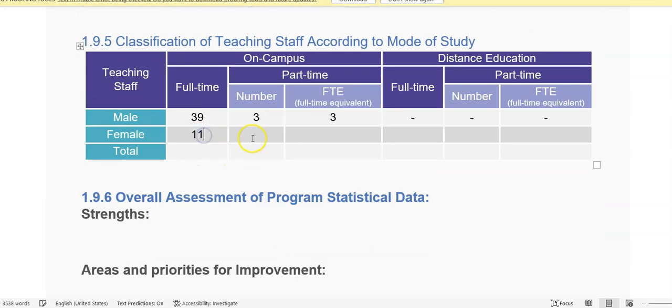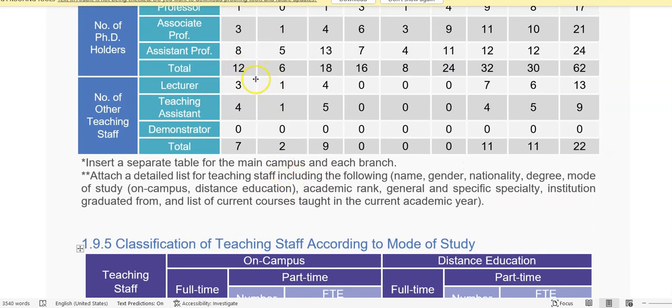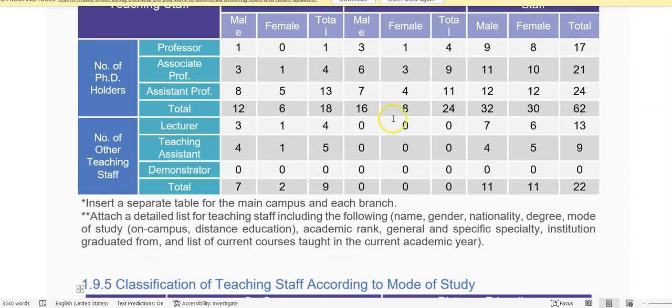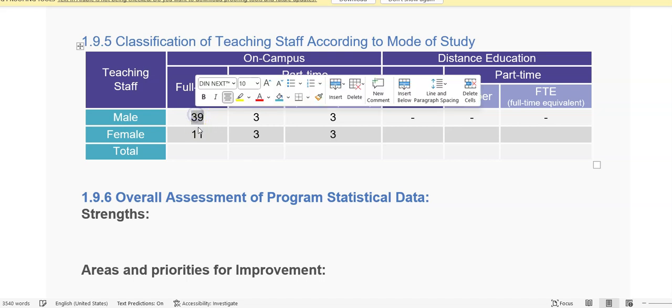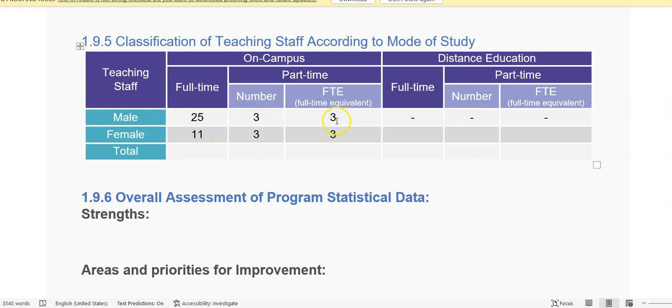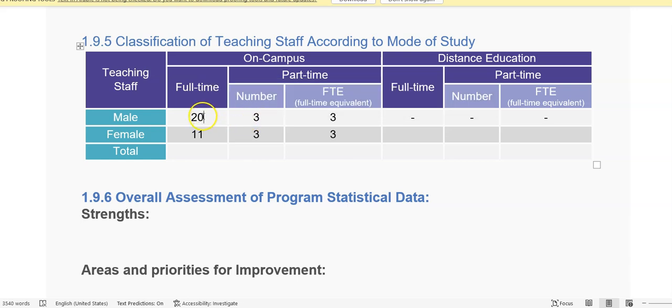Full-time 11, 3, and we have for males 12. We have 18 and 12 and 16, 28. So we have 25, 3, and 3. Or we can write 22, and you can write here 6, and 4 of them, they are full-time equivalent. Okay.